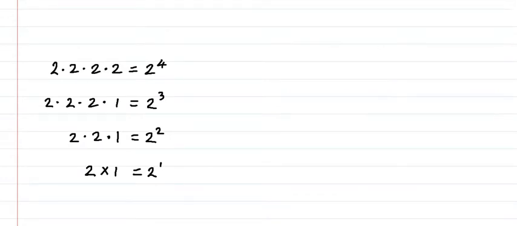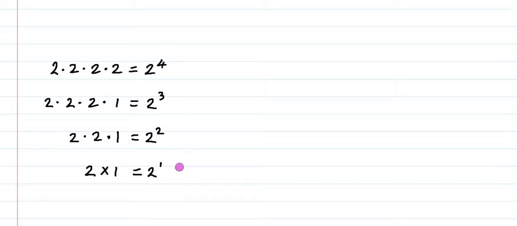As you can see here, when we have 2 multiplied by itself 4 times, we get 2 to the power of 4. When we divide by 2, we get 2 times 2 times 2, and this 1 is 2 divided by 2, and that gives me 2 cubed. Obviously, if we divide by 2 again, we get 2 times 2. Here we have our 2 divided by 2, giving 2 squared, and finally we have 2 multiplied by 1, which gives us 2 to the power of 1.